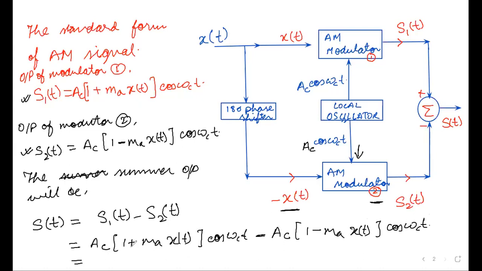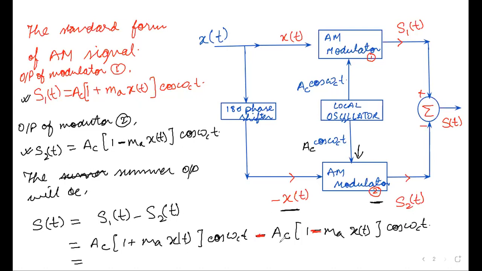So whatever expression we are getting here, if I take this minus and multiply it with this minus, inside we will get plus. So the output will be, when we multiply this, Ac plus Ac ma x(t) cos omega ct.